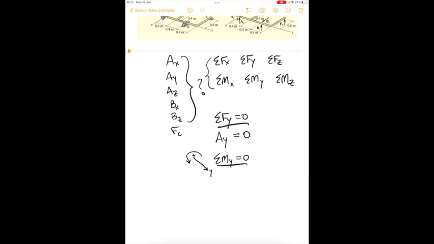And so doing that, we see that there's one positive moment from FC acting at a distance of 0.6 meters away from the y-axis, and there's one negative moment from the force of 900 newtons acting at a perpendicular distance of 0.4 meters. And so we can use this to solve for FC.